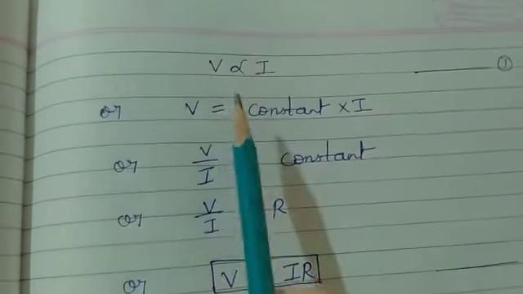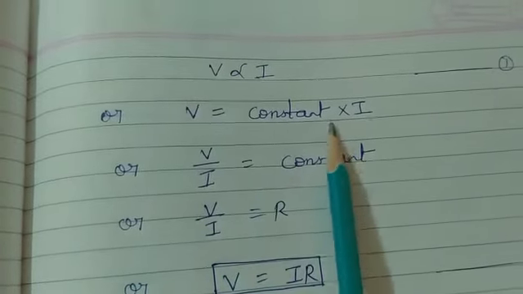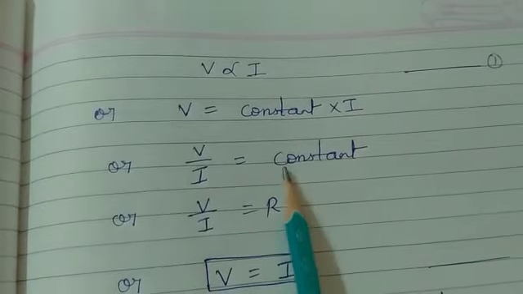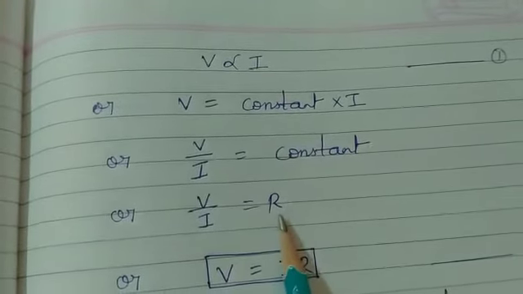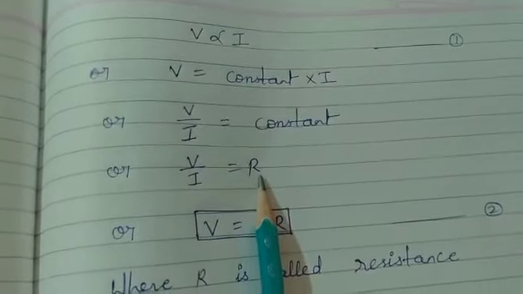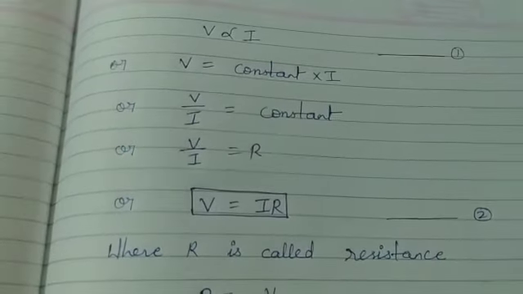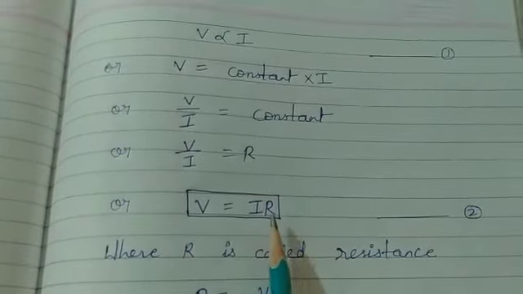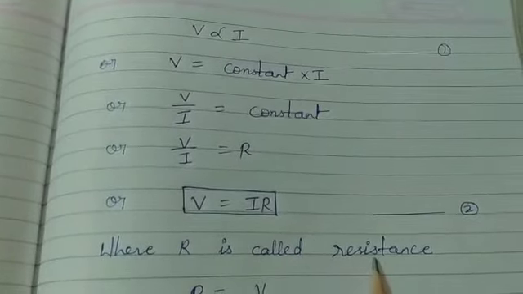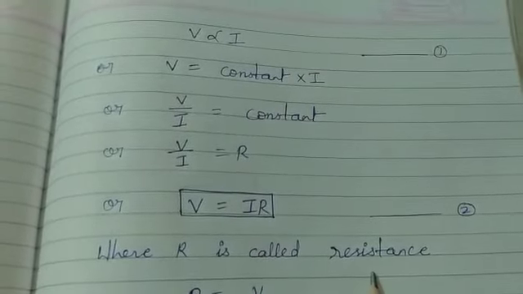So from Ohm's law, V is directly proportional to I, or V equals to constant into I, or V upon I equals to constant, and that constant we write as R, or V equals to IR. You all have to remember this formula, it is very important. Here R is called resistance. This constant R we take, this is called resistance.